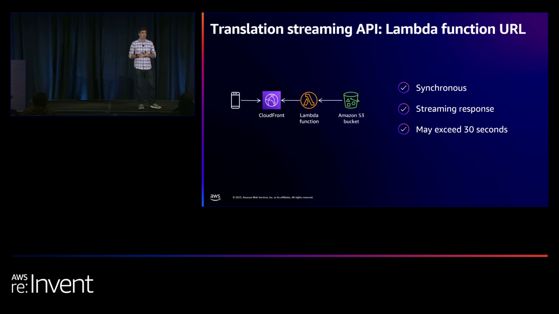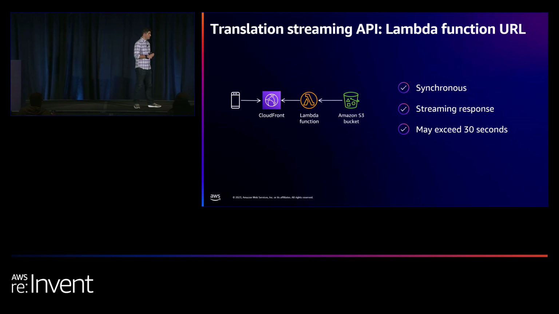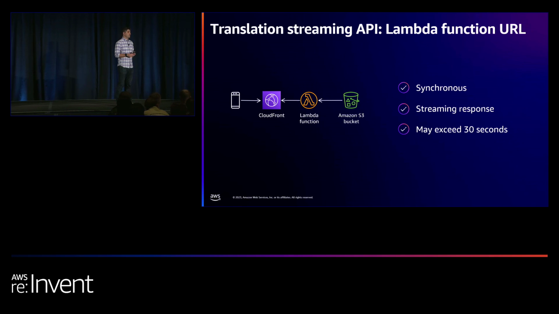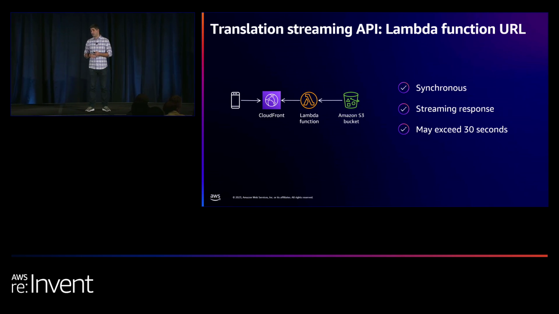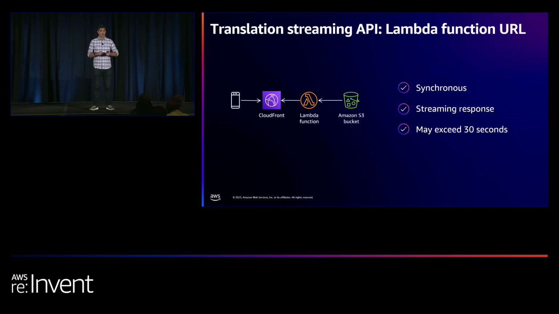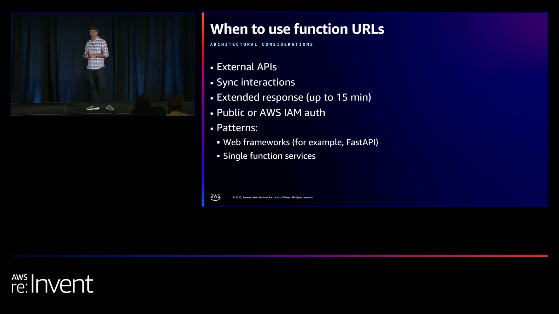So function URLs, as Arthi said, are great for synchronous types of interactions. You can also do streaming responses with FURLs, so faster time to first byte. And you can exceed 30 seconds. Both API Gateway and AppSync have a default 30-second timeout for their response. A FURL can actually run for up to 15 minutes, which is the max time that a Lambda function can run. Again, though, I would encourage you to put a CloudFront distribution in front here to take advantage of some of the features that CloudFront provides.